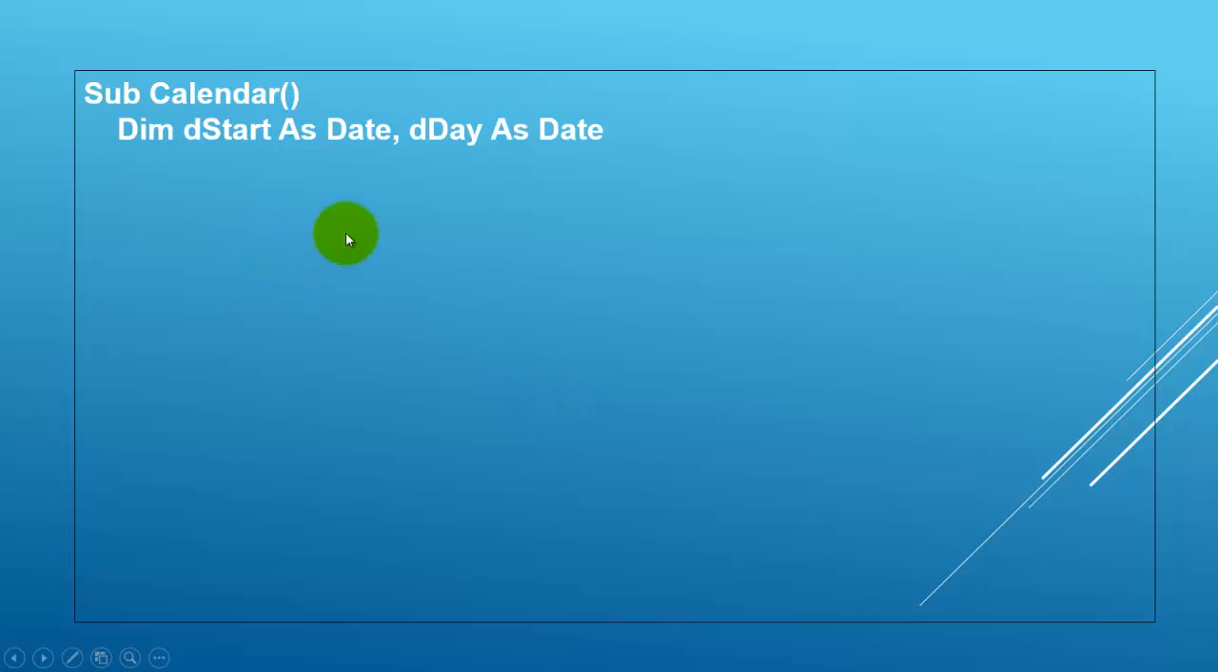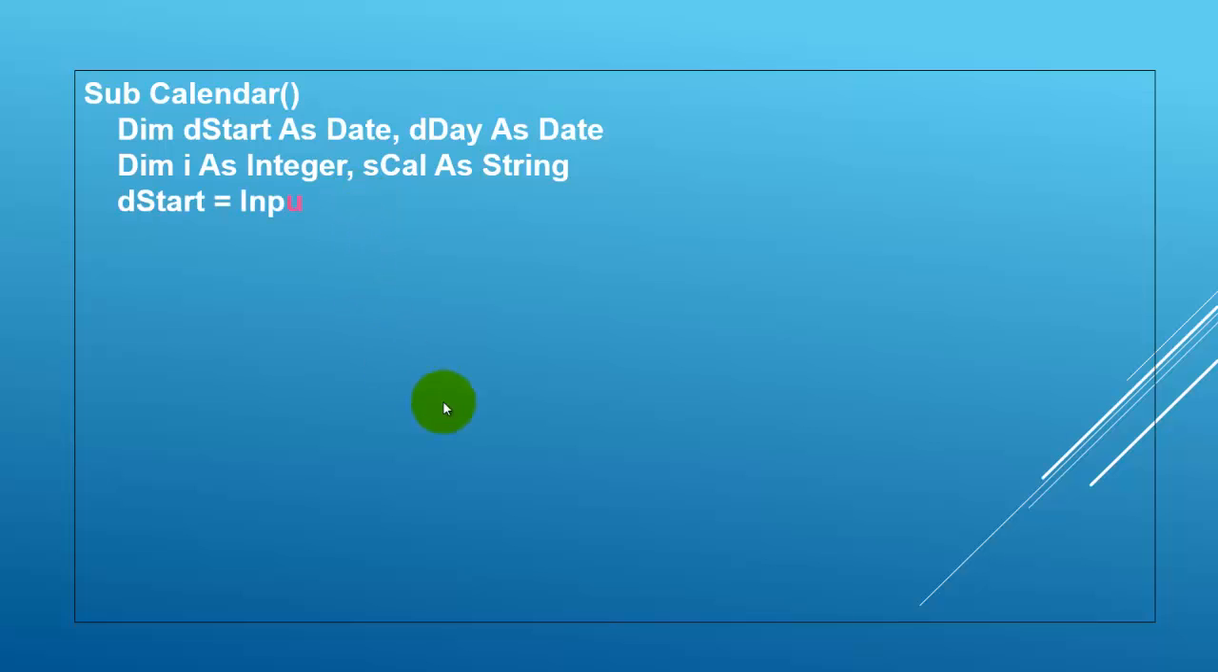I called it calendar. I declare 2 variables of the date type, an integer type variable for a counter, and the string that is going to collect all the information for the calendar, starting at day 1 and going down through 31 days. We store that in a string. We ask the user with an input box, when do you want to start? By default, I use today's date, which is found through the VBA property Date.